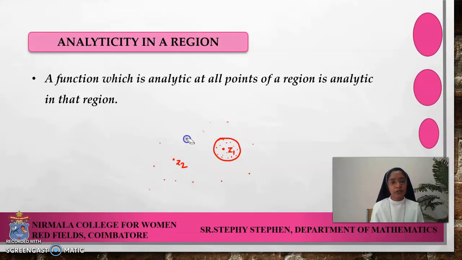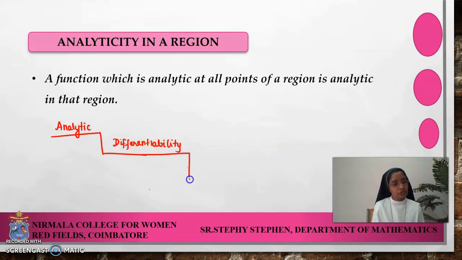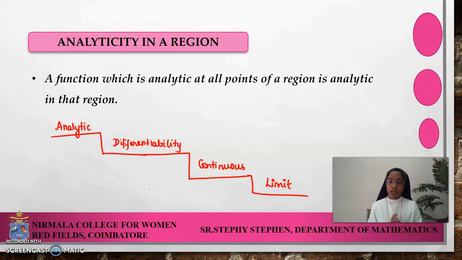Now I'm going to tell about how to connect the topics of limit, continuity, differentiability and analyticity. If a function is analytic, it means that it is differentiable. Without the concept of differentiability, we cannot talk about analyticity. If a function is differentiable, it means that it should be continuous. If a function is continuous, it means that the limit of the function exists. But it is not the other way around. If the limit of a function exists at some particular point, it is not necessary that the function should be continuous. It may or may not be continuous. Similarly, if a function is continuous, it is not necessary that it should be differentiable, it may or may not be. The same applies for differentiability and analyticity also.